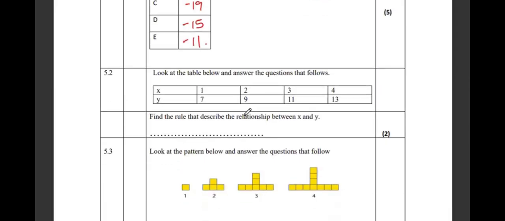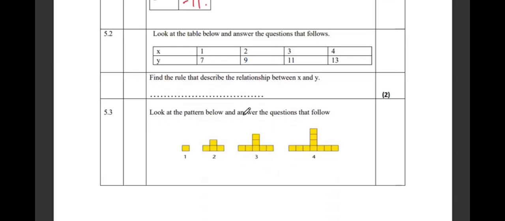5.2, look at the table below and answer the questions that follow. We have 1 is 7, 2 is 9, 3 is 11, and 13. Describe the rule, or find the rule that describes this. So we are adding 2 everywhere, meaning that the rule is going to be 2 times n. We are dealing with x's, meaning that for us to get the y, you multiply 2 by the x, and then you add the 5. So this 2 is what we start with. How do we get the 5? 7 minus 2. That's a 5.